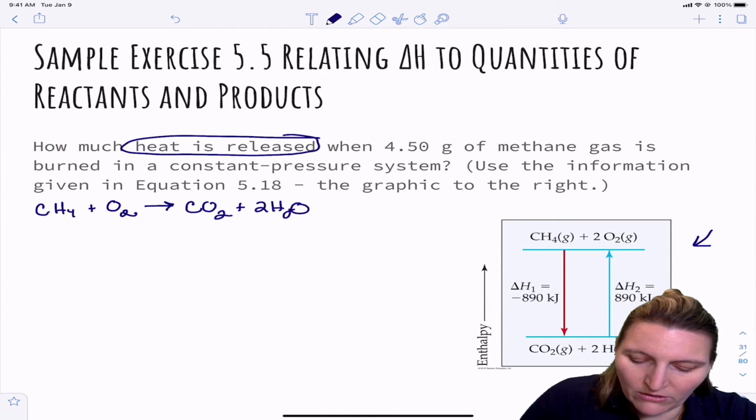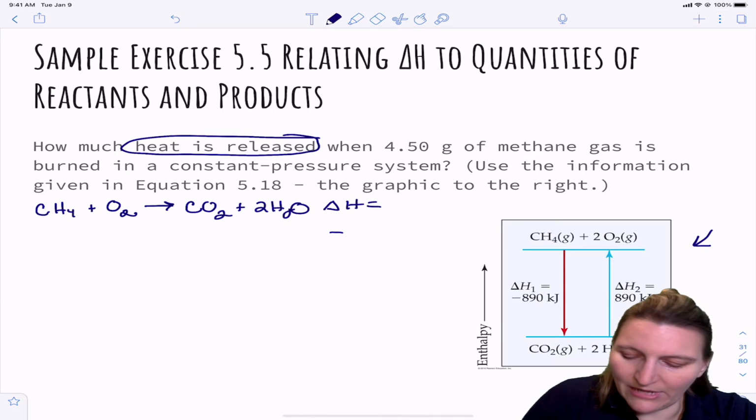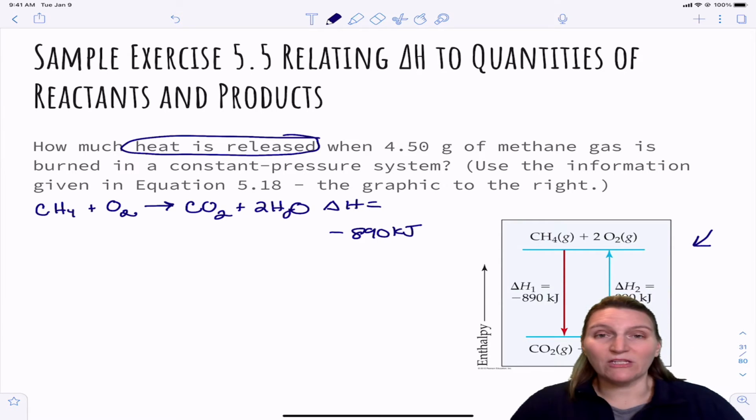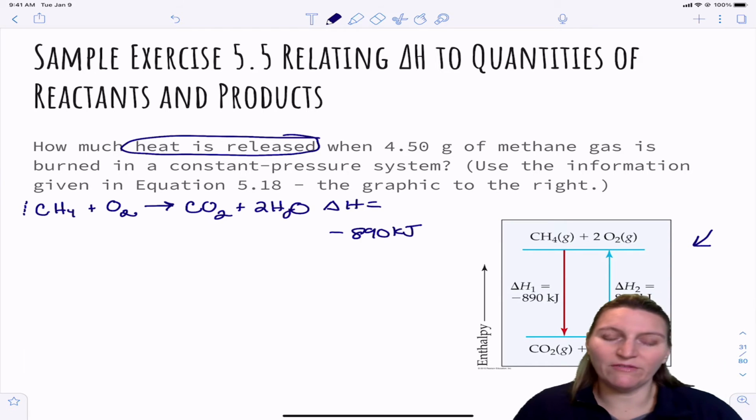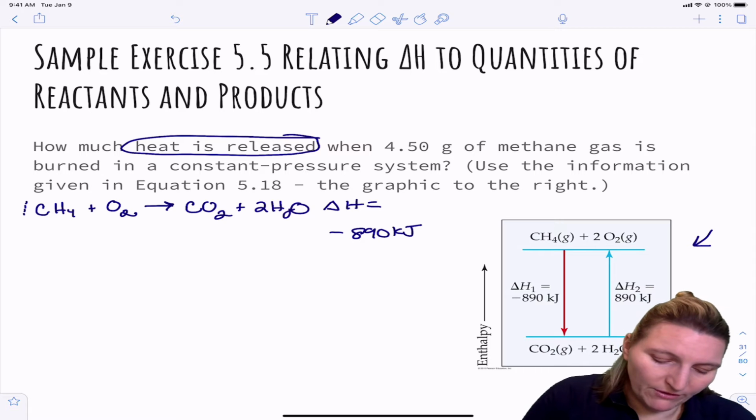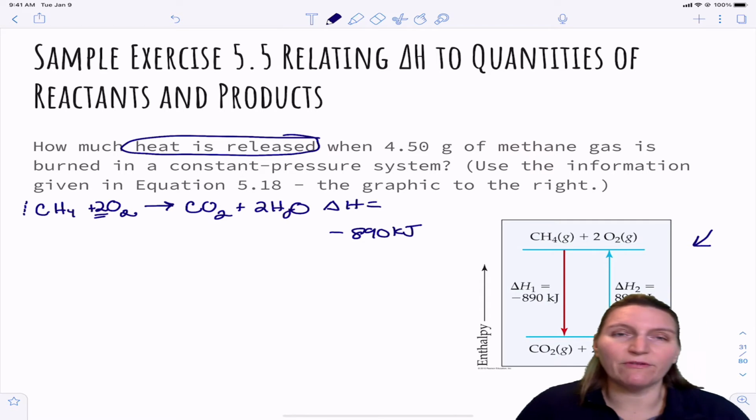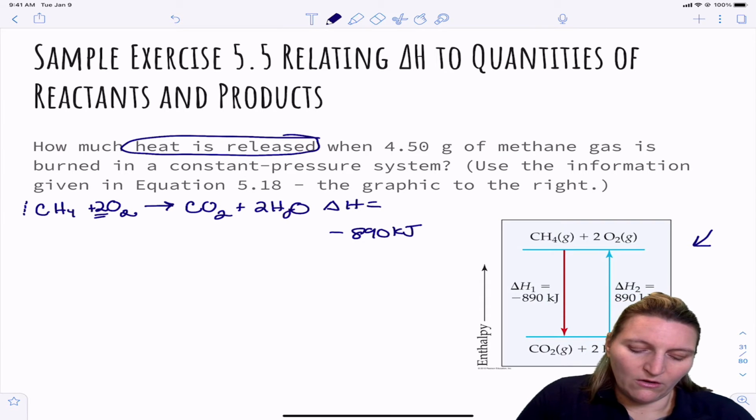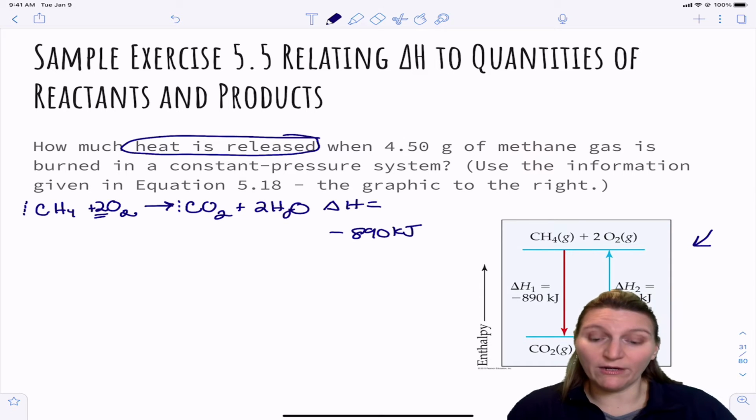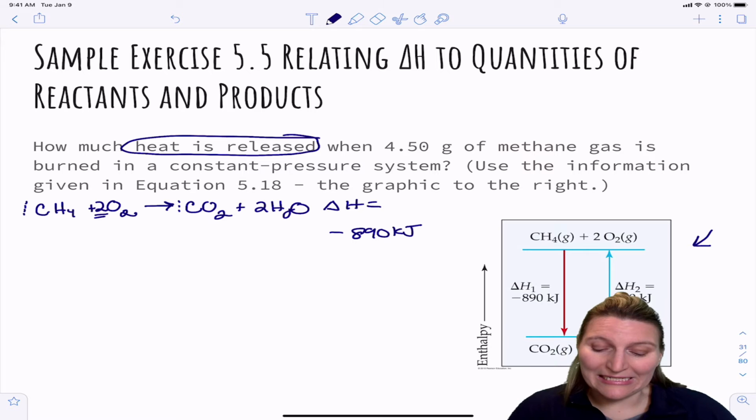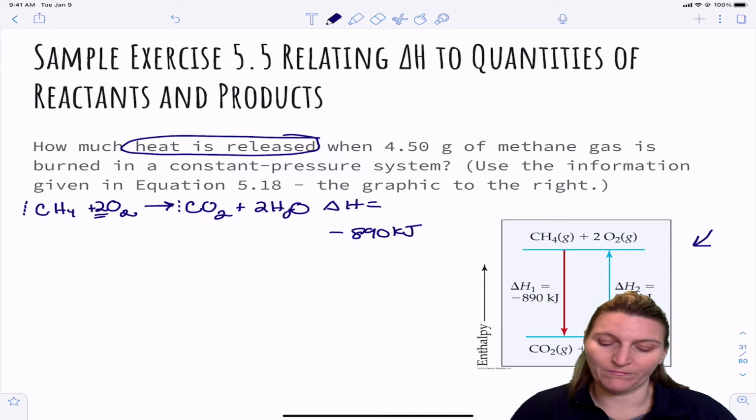So then delta H equals negative 890 kilojoules, which means when this reaction takes place, for every 1 mole of CH4, I forgot the 2 here, for every 2 moles of oxygen, for every 1 mole of carbon dioxide produced, and for every 2 moles of water produced, this system will release 890 kilojoules, right? That's what the negative sign means. It means it will release that much energy.